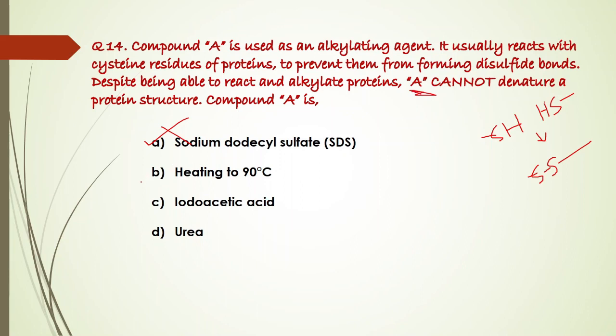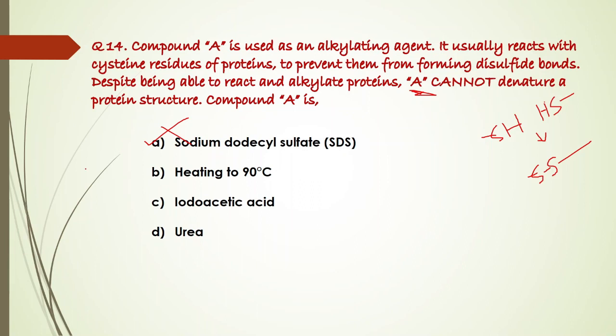Let's look at the second option. It is stating heating to 90 degrees C. If you heat a protein to such a high temperature, suppose you take the example of egg protein, when you heat it to 90 degrees, you get the boiled form of egg, that is basically denatured protein. You have denatured the protein. So if you heat a protein to such an extreme condition, then obviously it is going to denature.